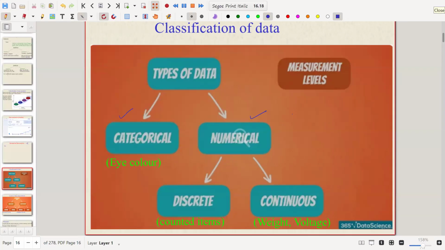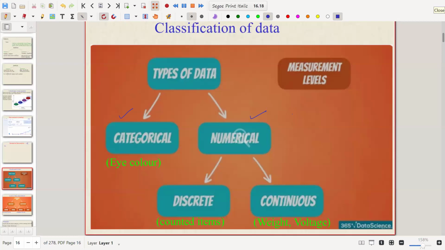Yes, categorical. Okay. Anything else categorical? Flowers. Okay. Anything else? Names, colors. Okay. So these are some of the categorical data.